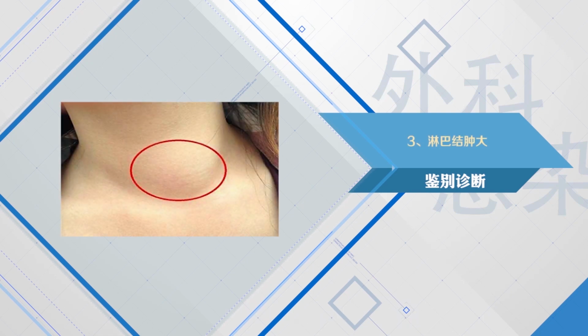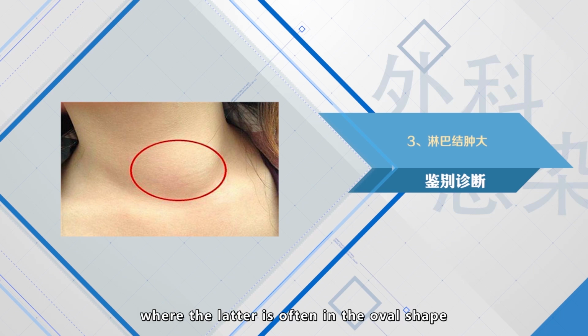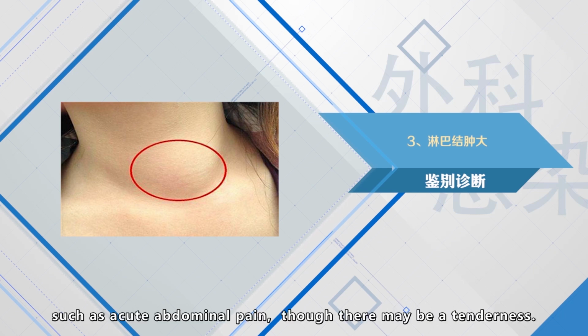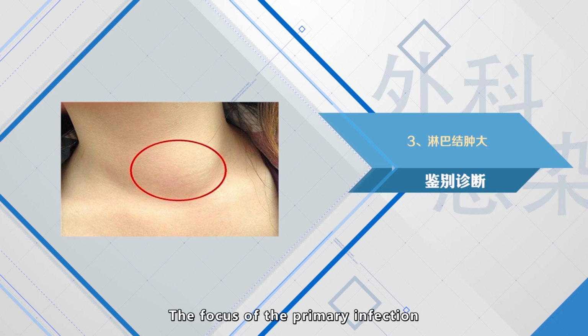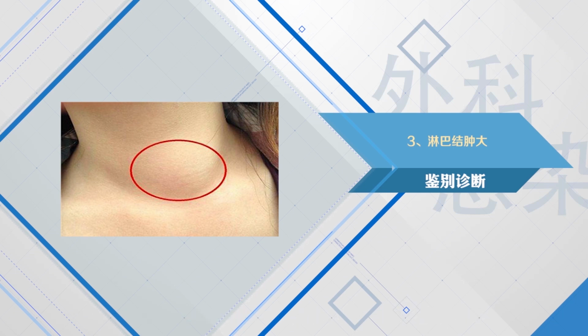Lymphadenitis. An incarcerated femoral hernia shall be distinguished from acute lymphadenitis, where the latter is often in an oval shape and free of the symptoms of acute intestinal obstruction, such as acute abdominal pain, though there may be a tenderness. The focus of the primary infection can often be found in the lower limb on the thumb side.